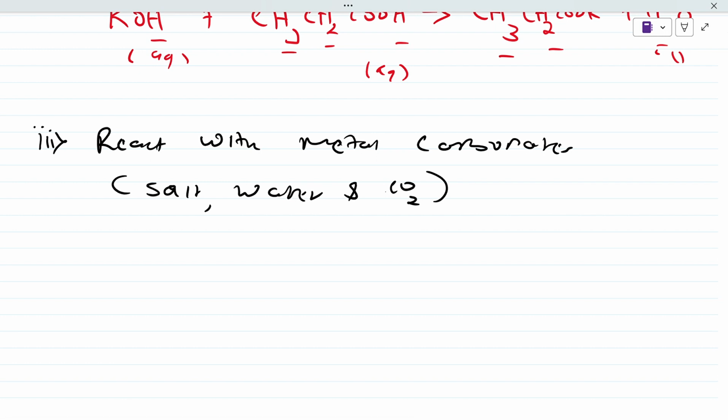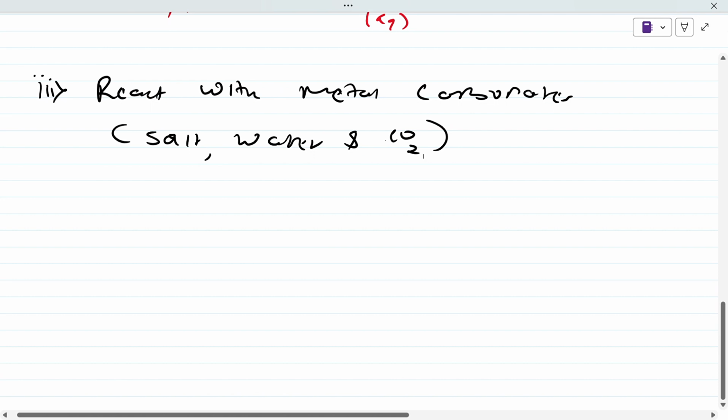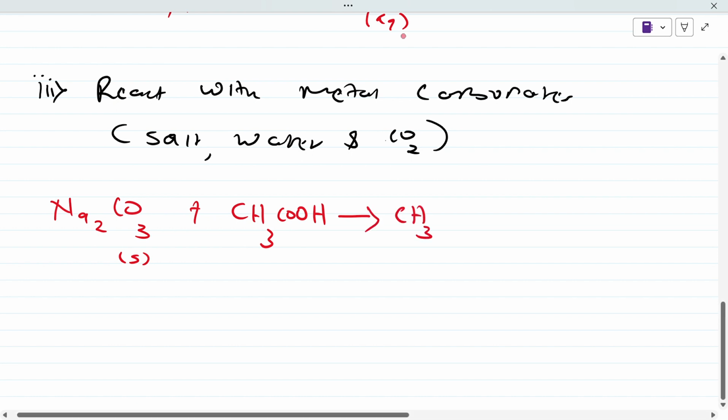Let's see that in a chemical reaction. We can do so by starting with sodium carbonate as an example. I'm having sodium carbonate, Na2CO3 solid, reacting with CH3COOH. What am I forming? I'm forming sodium ethanoate aqueous plus water plus CO2 gas.